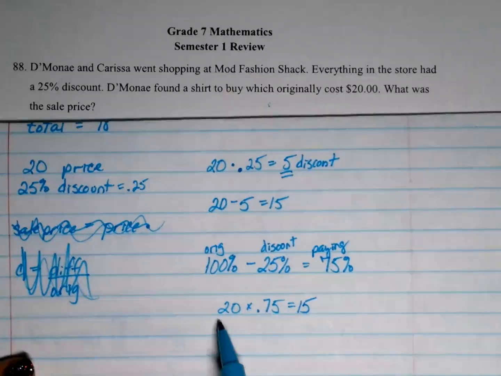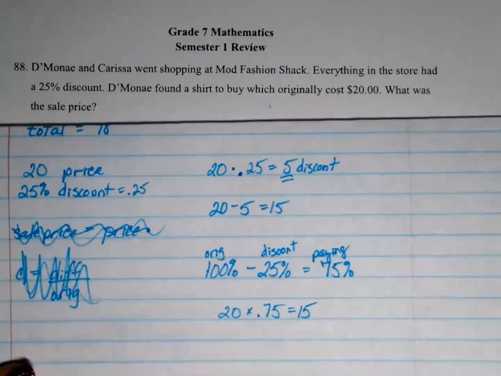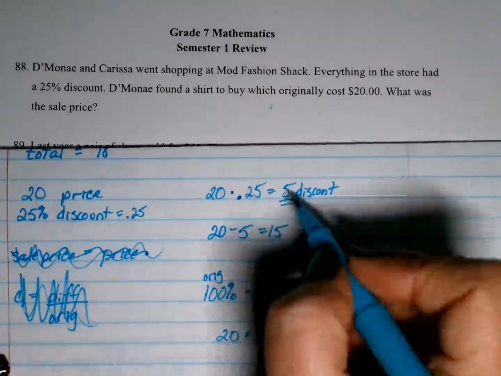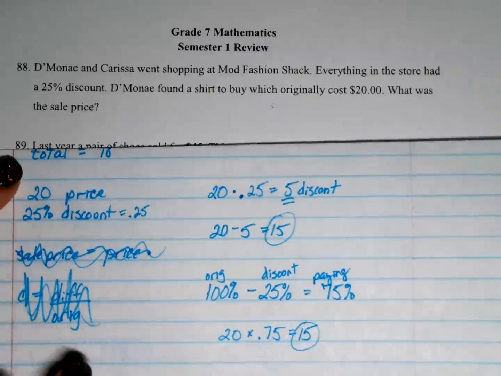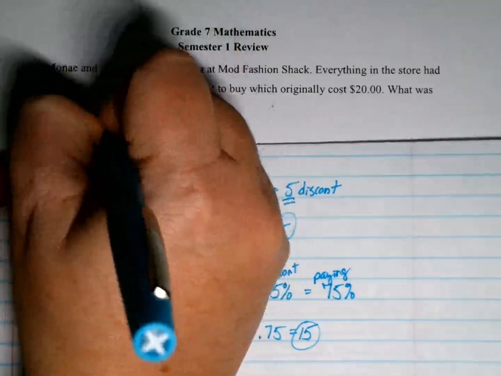20 times 0.75. Oh, I know, 75% is 0.75. Wouldn't it be 15? Yeah, it's $15 either way. Okay? The sale price is $15.